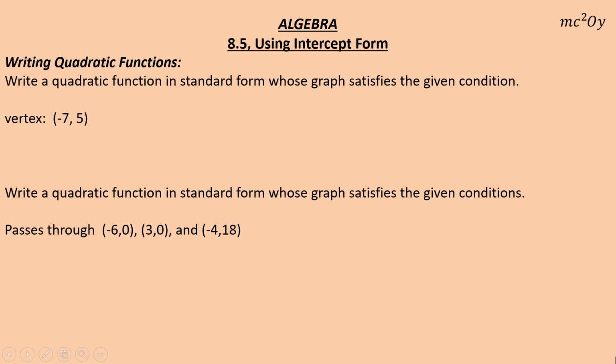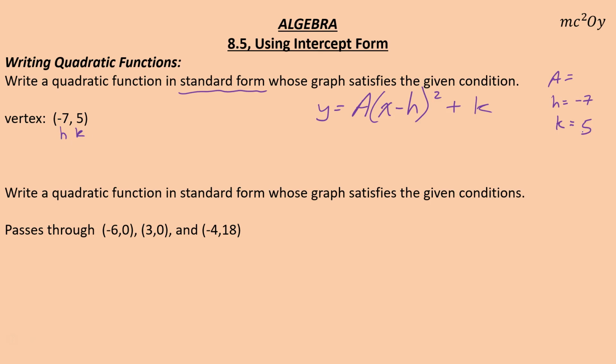Write a quadratic function in standard form whose graph satisfies the given conditions. Okay, standard form, and the vertex is -7, 5, meaning I am going to use vertex form. So using vertex form, I need to know a, h, and k. Well, the conditions they give me say the vertex is -7, 5. That's my h, k. And they don't tell me anything else.